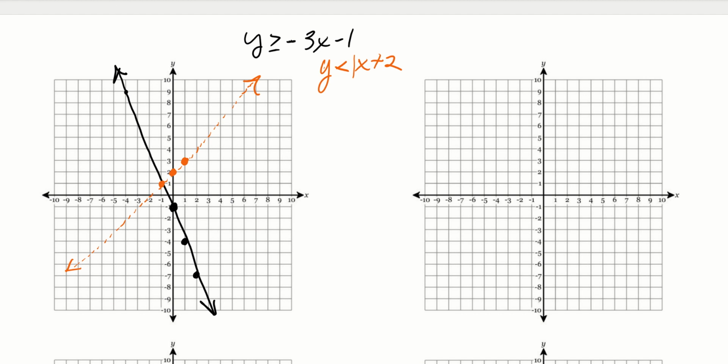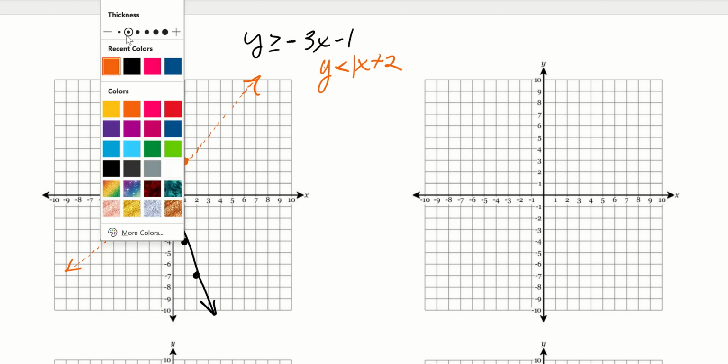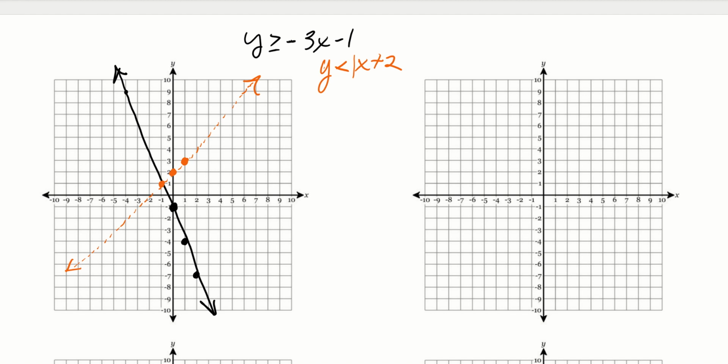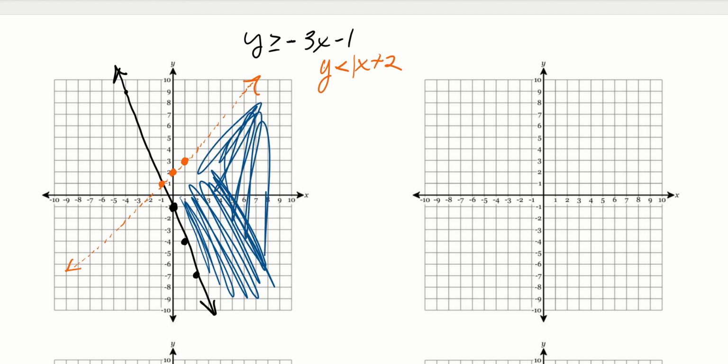And the only area where these two overlap, I'll put it in blue, is below the orange and above the black. So it's all of this. And then we're done. Again, this shading would go to infinity as long as we're between these two lines, or in this region.